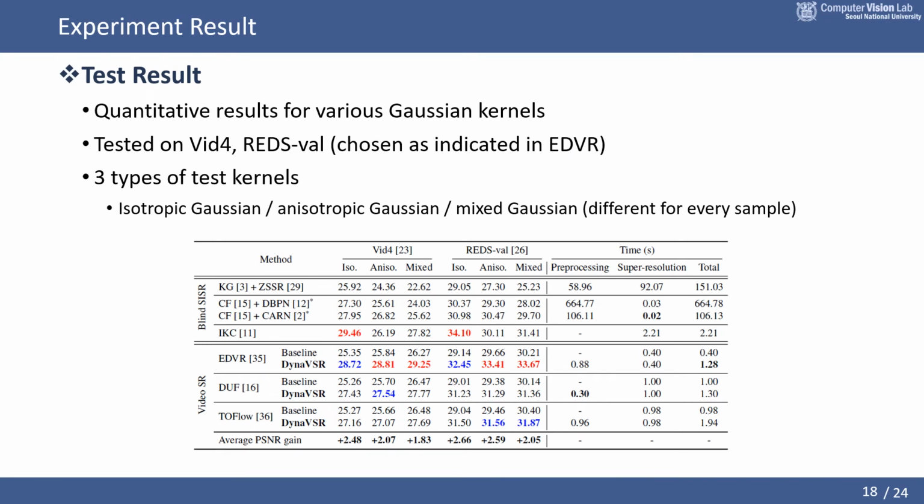We show the quantitative results for various Gaussian kernels, such as isotropic Gaussian, anisotropic Gaussian, and the mixed version. As shown in the table, DynaVSR shows better performance compared to blind SISR methods in most cases. Also, it can consistently improve the performance of 3 baseline video SR models by a significant margin on all evaluation benchmarks.